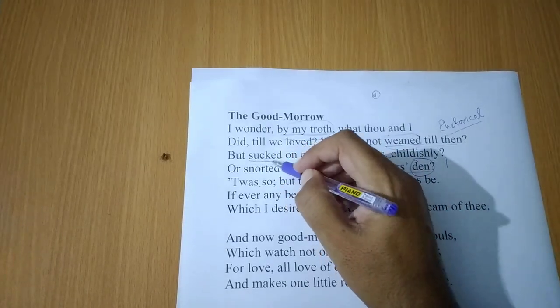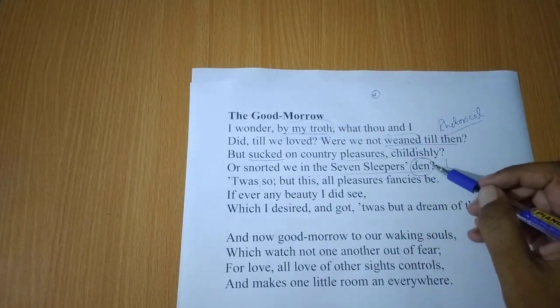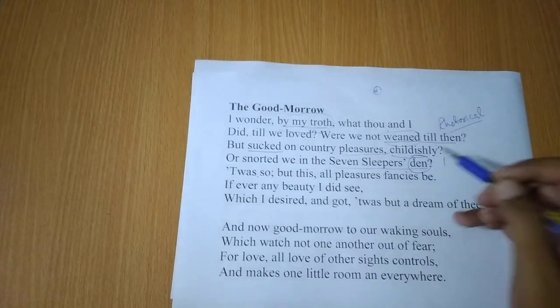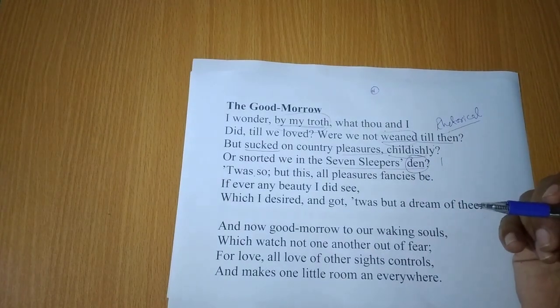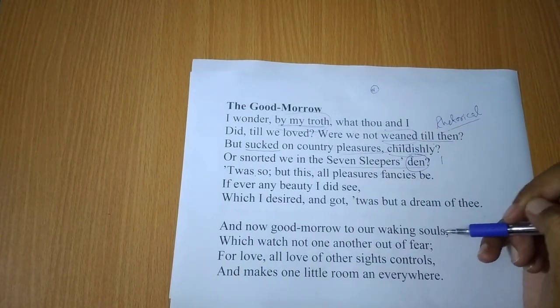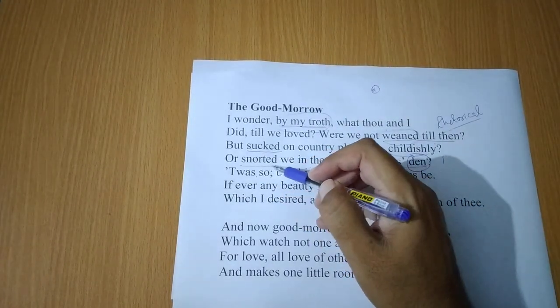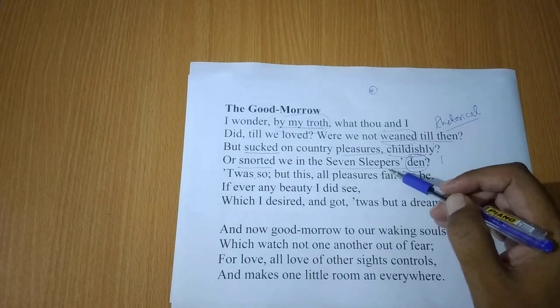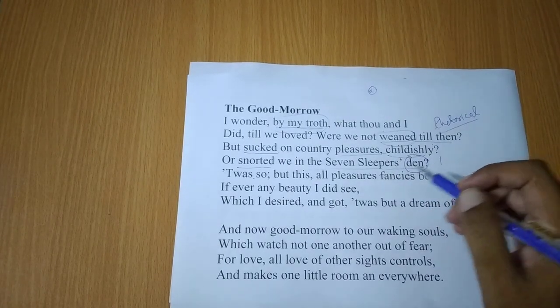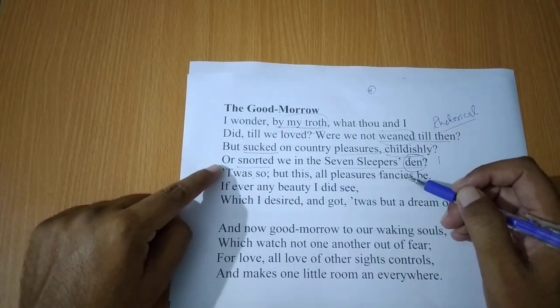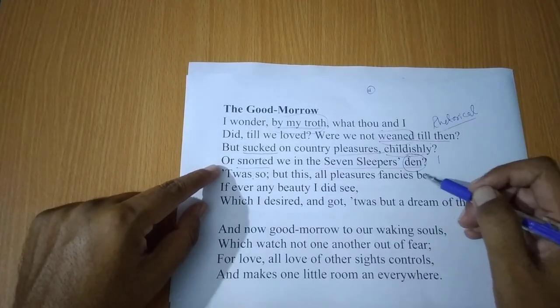Sucked means fed on. Country pleasures means simple pleasures, childishly means foolishly. So they had simple pleasures and they had childish pleasures. Or snorted we, snorted means slept, we in the seven sleepers' den. Den is a cave. Now this is important because this is a biblical reference.